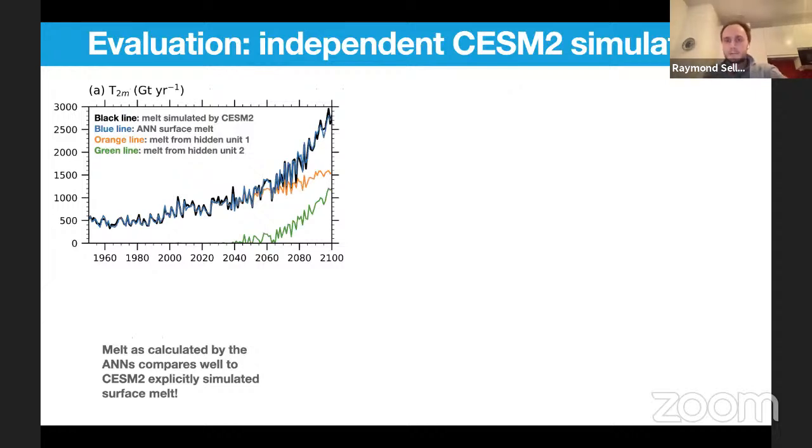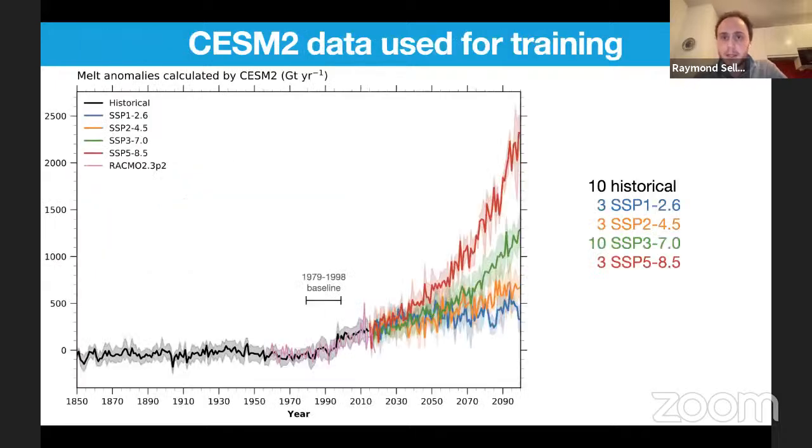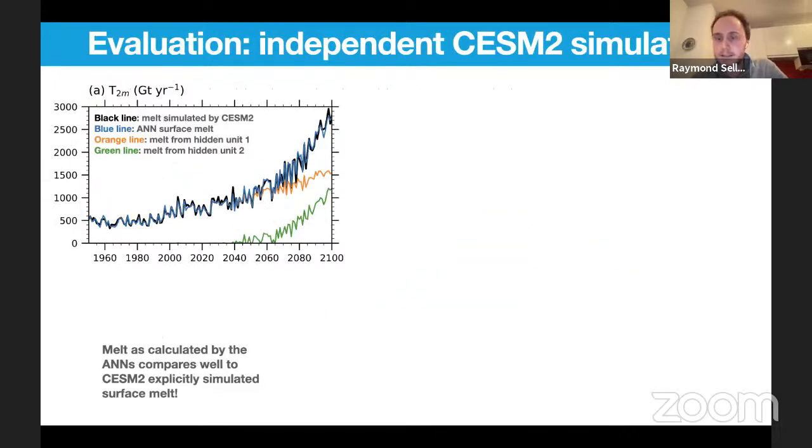So for the first part of the evaluation, I use an independent CESM2 simulation, a simulation from CESM2 that this network didn't see or train on. Here the black line is the melt that was simulated by that CESM2 simulation, explicitly calculated from the climate model. The blue line is the surface melt that is projected by the neural network.